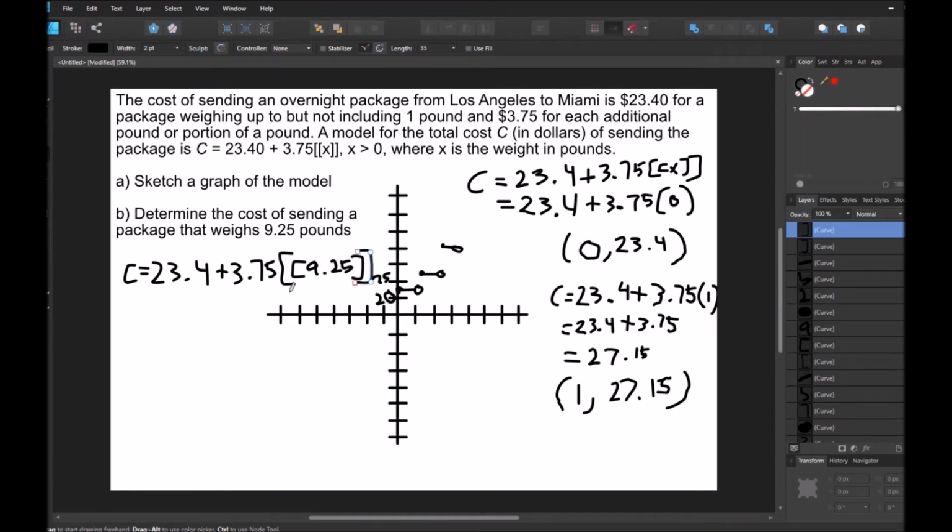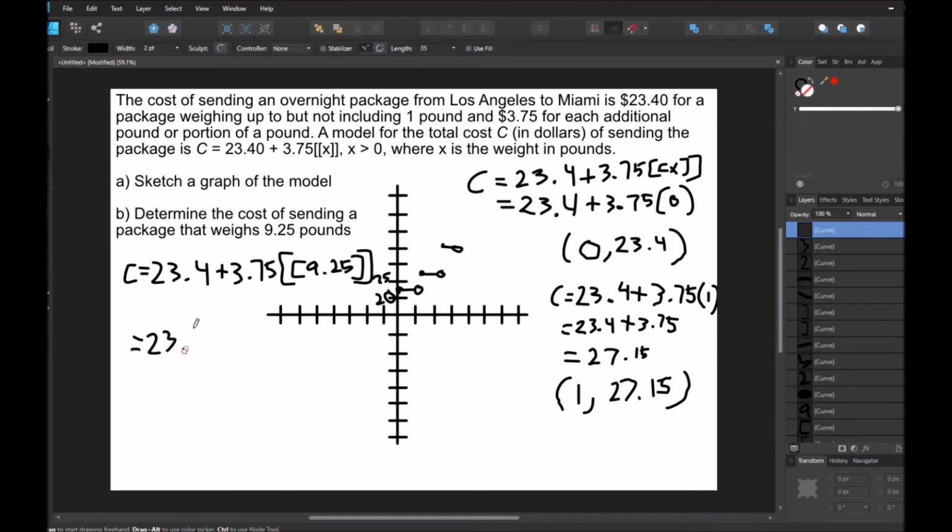And so what we're going to do is treat these double brackets as if they were parentheses, in that we're going to evaluate what the least greatest value integer of 9.25 is. And what we'll find is that the least greatest integer of 9.25 is 9, because you're looking for the least greatest integer. The closest integers to 9.25 are 9 and 10, and 9 is less than 10, so that would be your least greatest value integer.